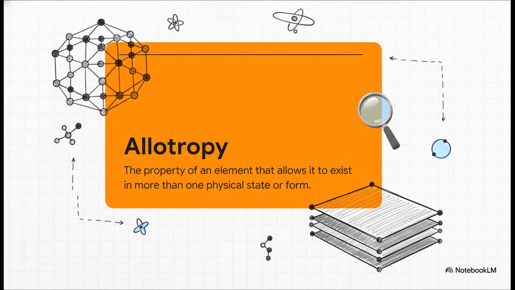And this brings us to the key word for today, allotropy. This is it. This is the scientific principle that solves our carbon paradox. Allotropy just means that an element can show up in different structural forms, which in turn gives them totally different properties. Diamond and graphite, they're just the two most famous members of carbon's family of allotropes.